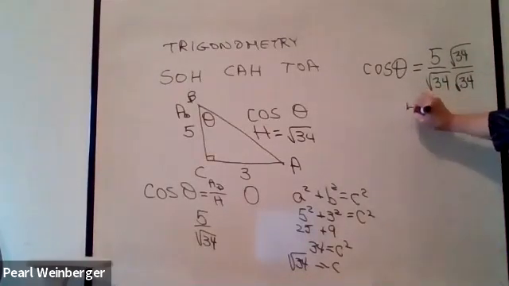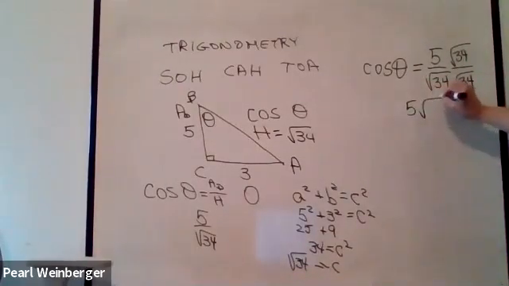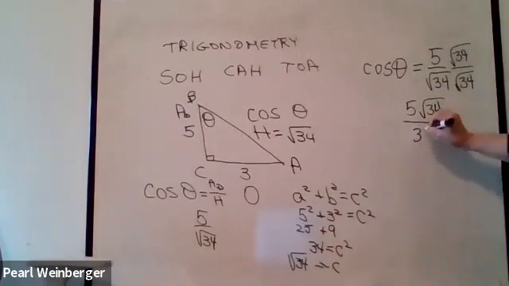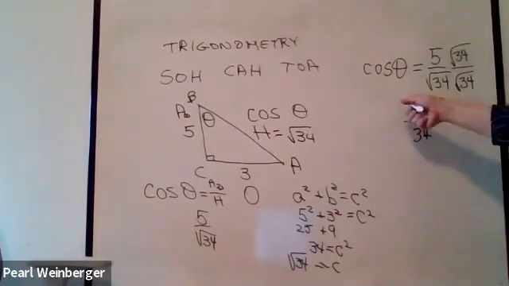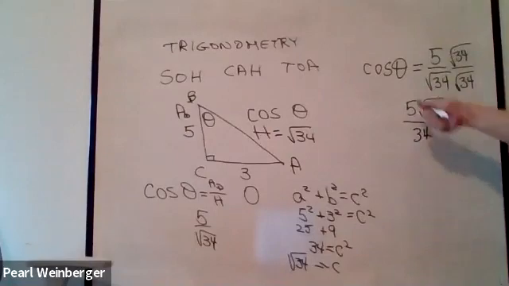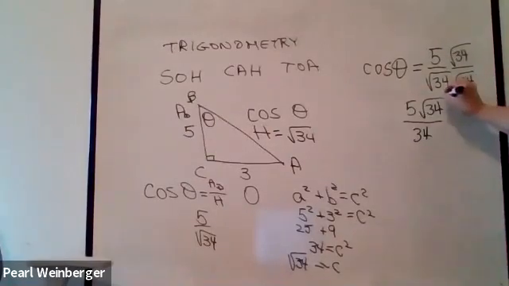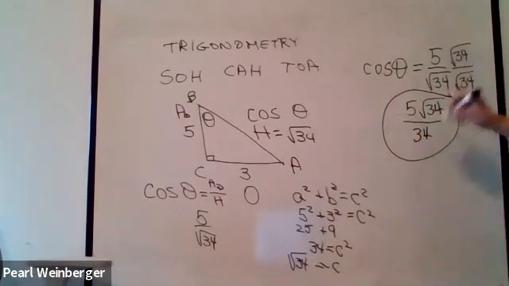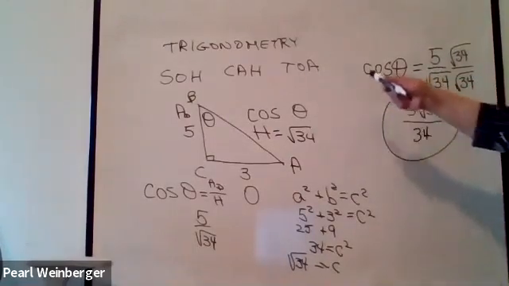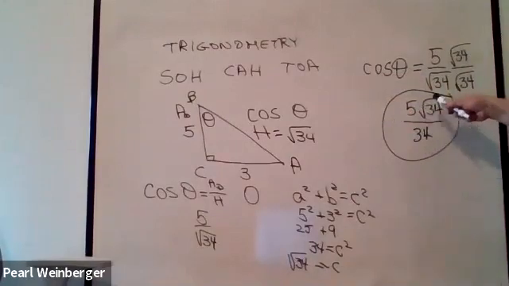So on top, we're going to get 5 radical 34. And on the bottom, radical 34 times radical 34 is just 34. I can't reduce anything because this is a 5 and this is a 34. Remember, you can only work with the numbers that are outside the radical. So in simplest radical form, my answer for the cosine of theta is 5 radical 34 over 34. That's what this is all about.